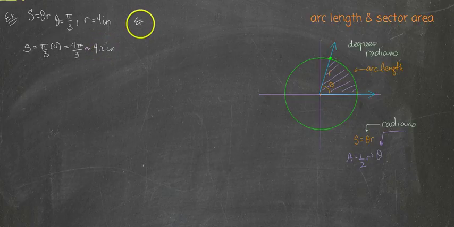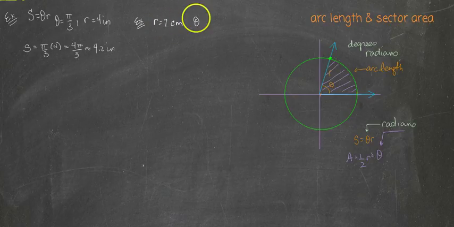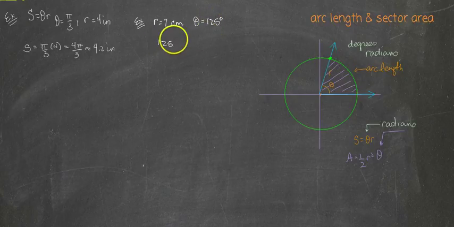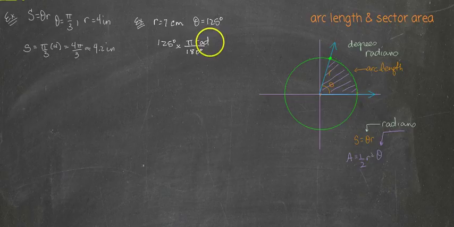So let's do one that starts with degrees. I want to know, for a circle with a radius of 7 centimeters and an angle of 125 degrees, what's the distance of the arc length. So in this case, I'm in degrees, so I have to convert to radians. 125 degrees times pi radians over 180 degrees. Well, that's 25/36 times pi radians. And now I can calculate using 25/36.